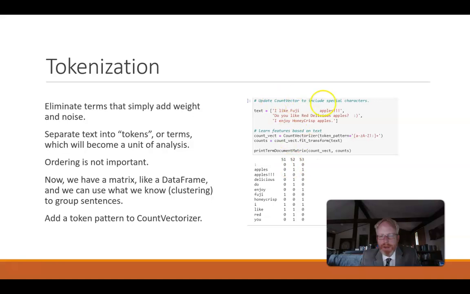And that will give us a matrix, kind of like a data frame, where we can say, okay, here are our 3 documents. I like Fuji apples. Do you like red delicious apples? And I enjoy Honeycrisp apples. And we can look at the word frequency across these items.